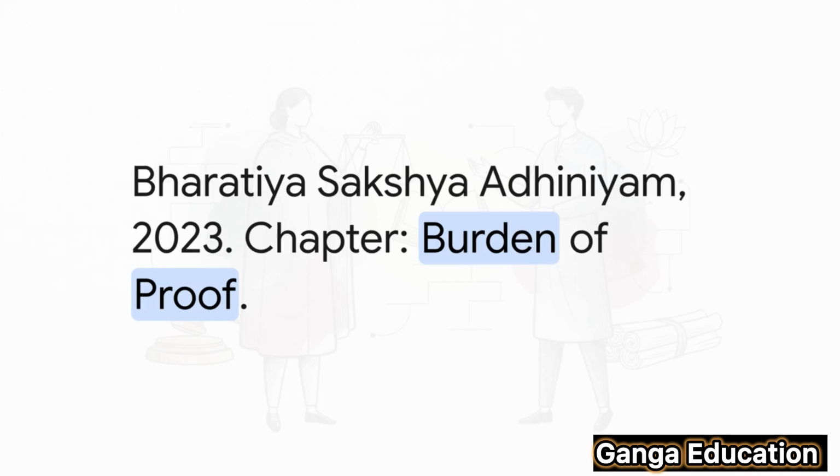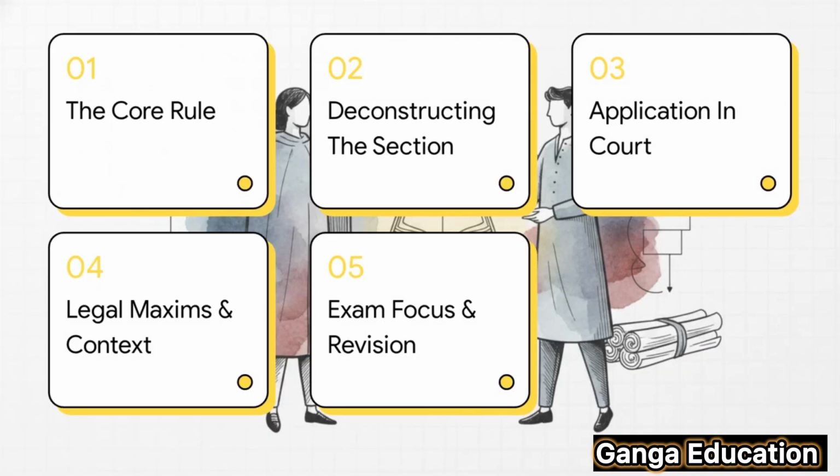Now, this section is part of the Burden of Proof chapter, and it's all about who has the responsibility to prove a very specific fact. And let me tell you, for anyone preparing for judiciary or APO exams, this section is absolutely essential. So, here's how we're going to break it down.